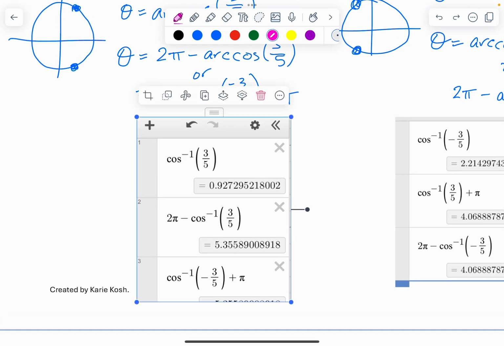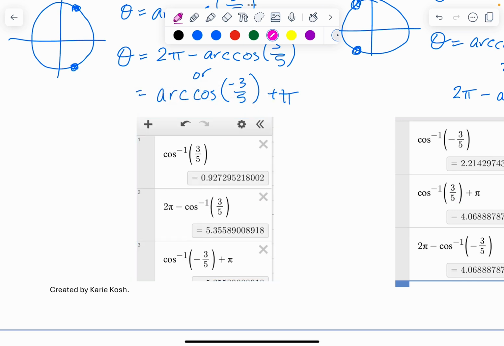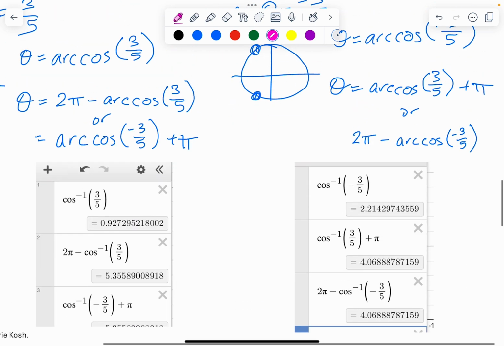I wonder, did I crop that too much? Apparently I did. Well, that's not helpful. Okay, I'm good, but not perfect.